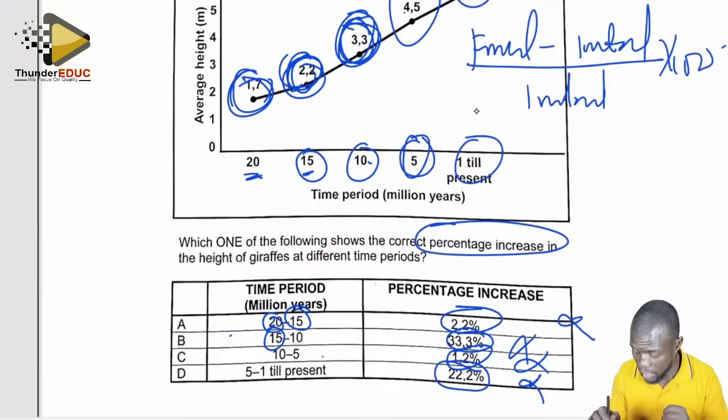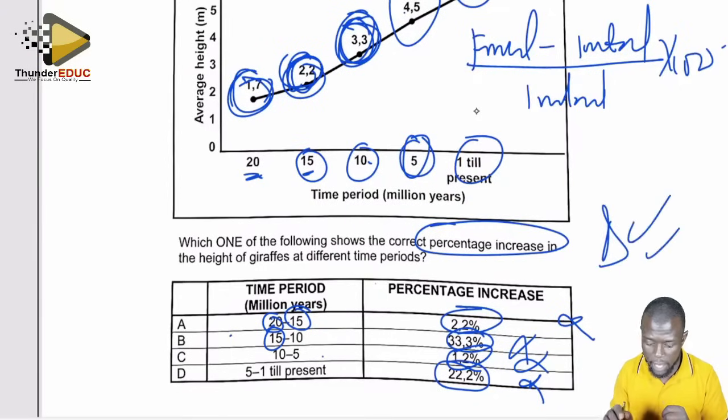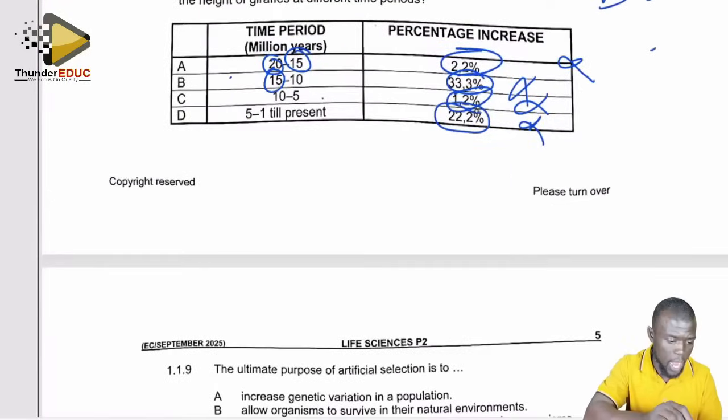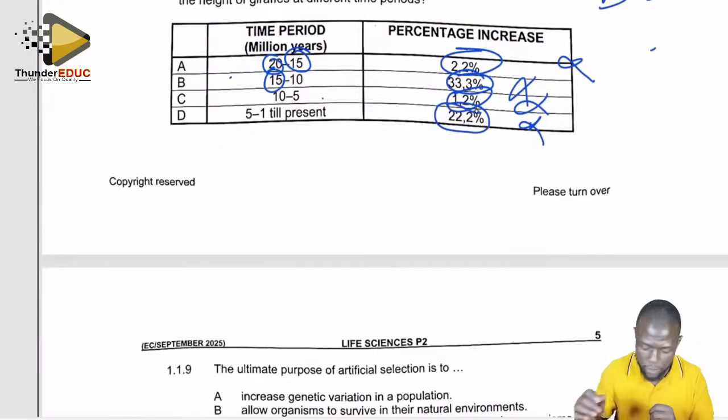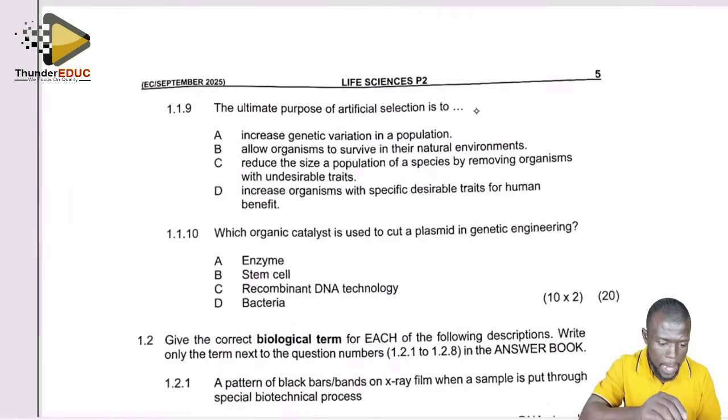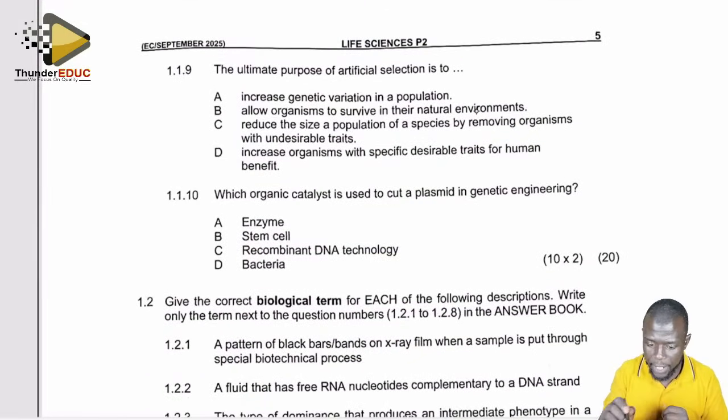So our most correct answer here is D. So D becomes the most correct answer. You understand? Yes. We go to the next question.